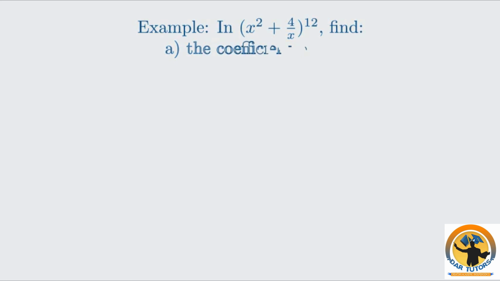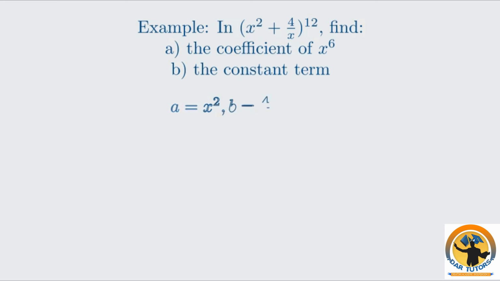A very common type of problem is finding the coefficient of a specific power of x, or finding the constant term. Let's find the coefficient of x to the power of 6 and the constant term in the expansion of x squared plus 4/x. As always, we start with the general term. Here, a is x squared, b is 4/x, and n is 12.